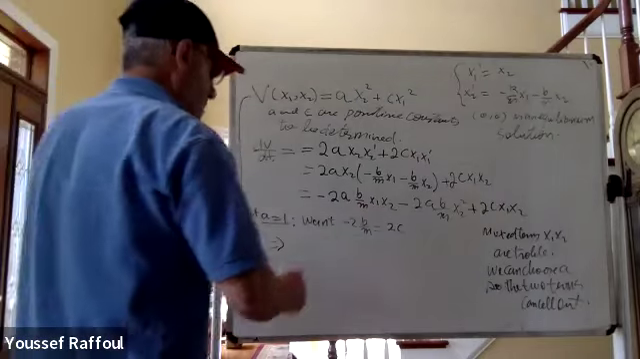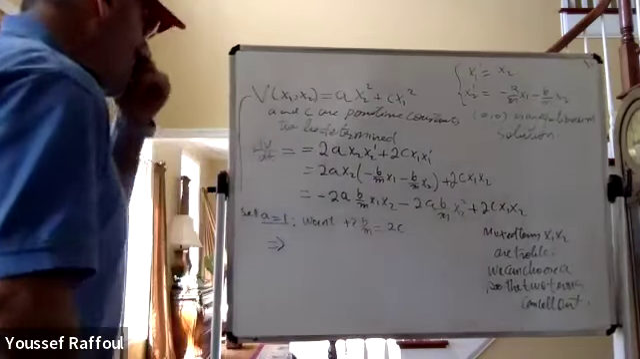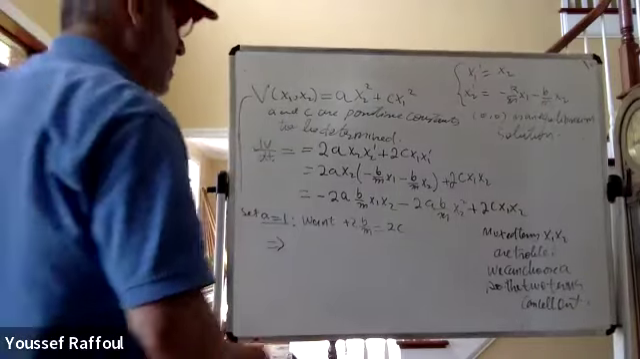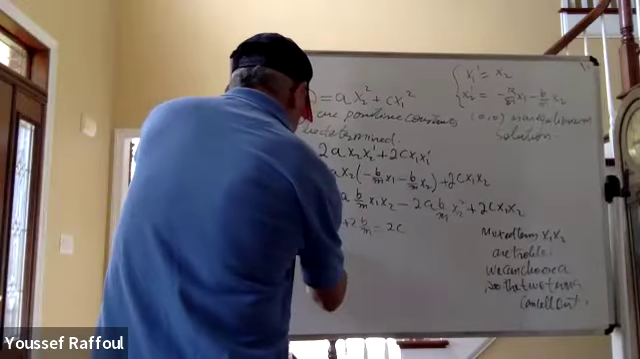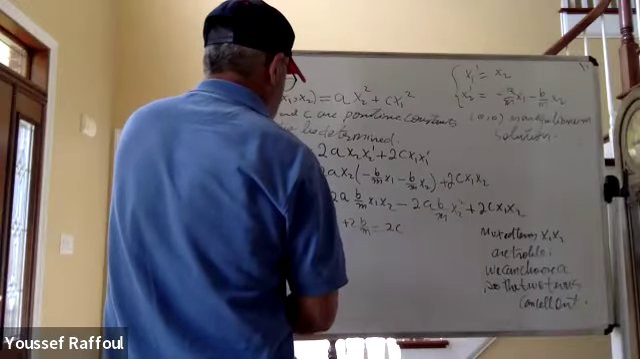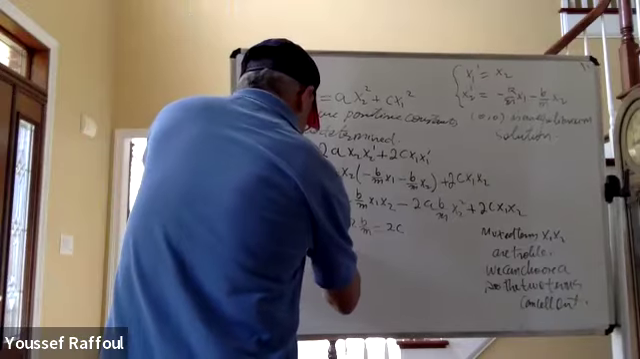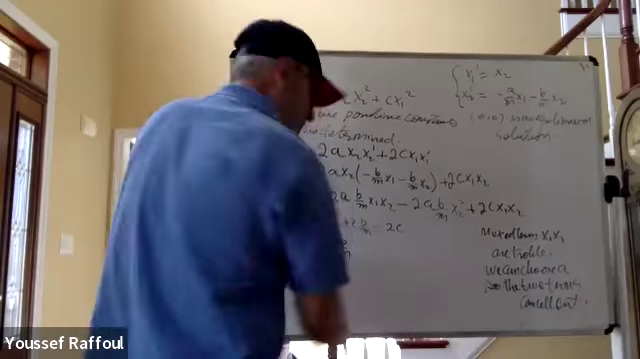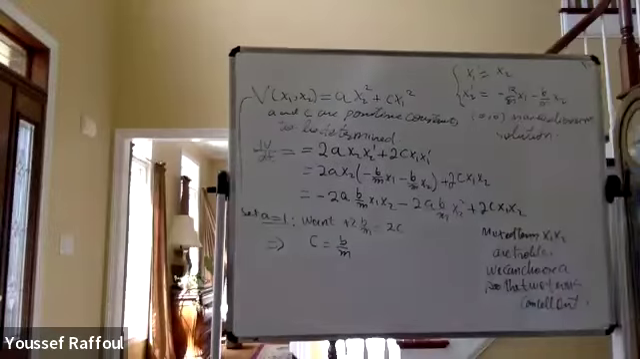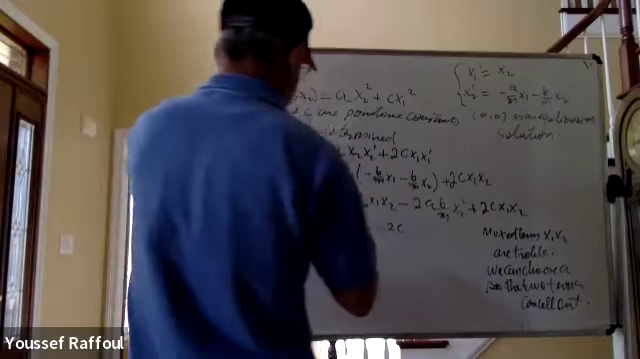We want 2C equal to 2k over m, the opposite in sign so they cancel. So C is k over m.